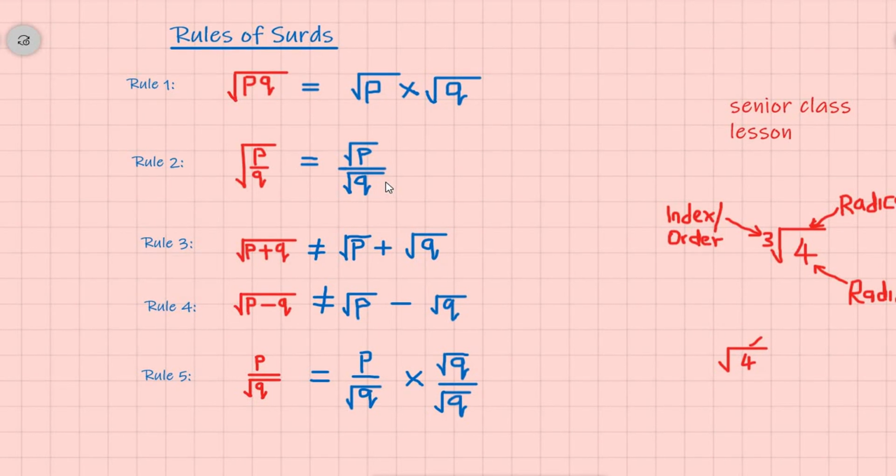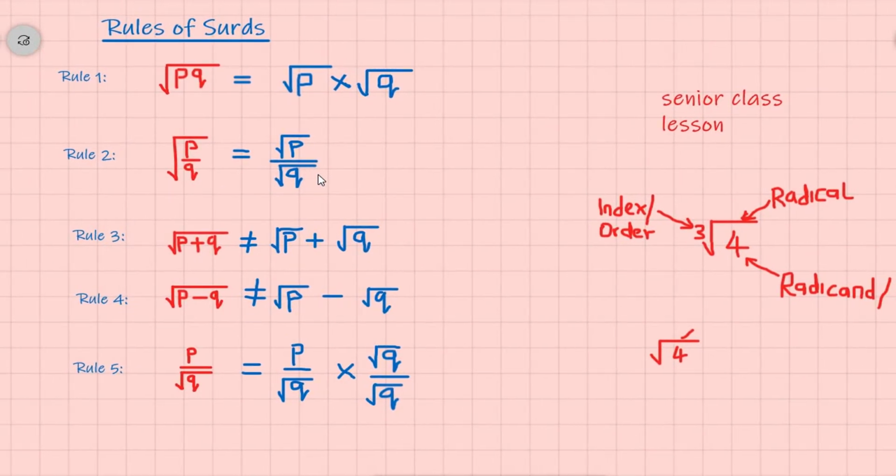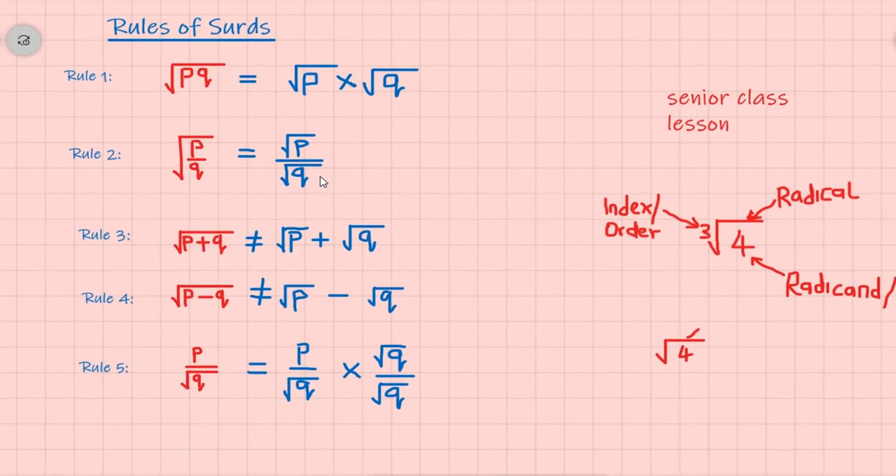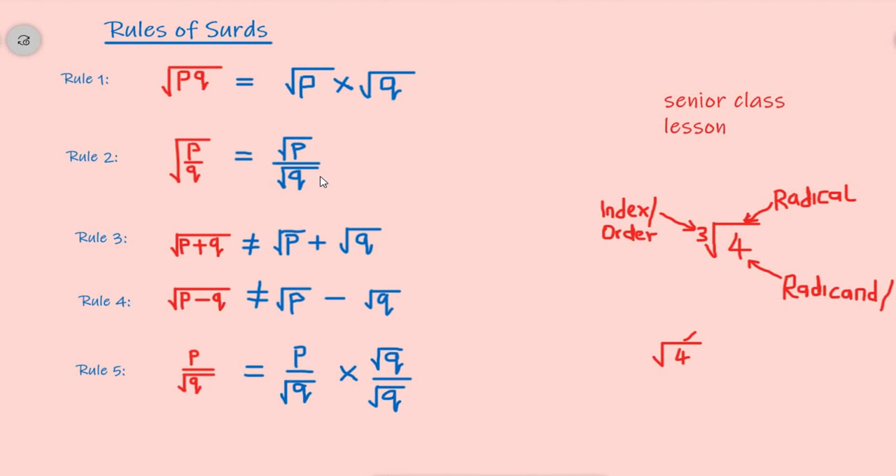So let's go to the rules of surd. Let's look at some of the rules of surd that we have here. We have rule 1, rule 2, rule 3, rule 4, 5. So here we have the first rule. Please, these rules in surd are very, very important. They will help you to know how to calculate or solve any problem in surd.